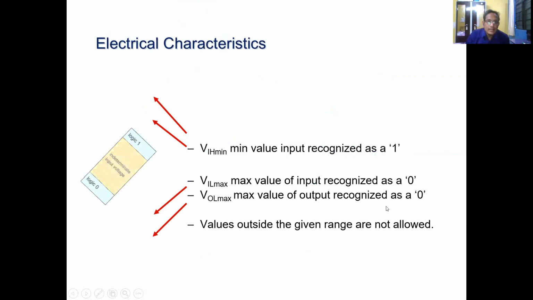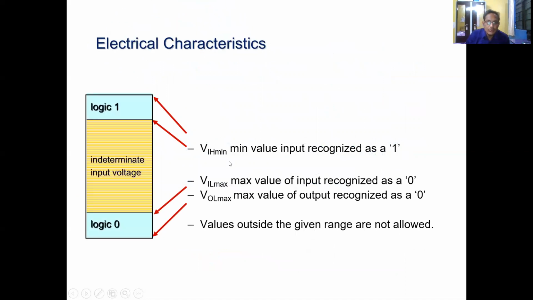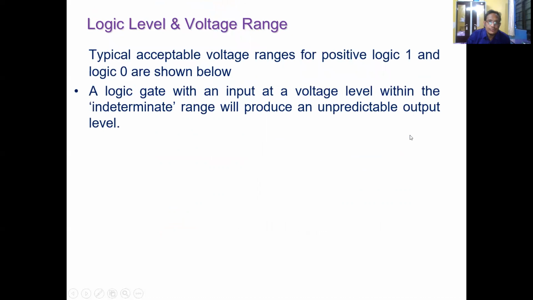Same thing, electrical characteristics, that is logic 1 and logic 0. VIH is the minimum value that should be recognized as logic 1. These are the 4 voltage parameters that we already defined in detail in the previous slide. Logic level and the voltage range: typical acceptable voltage ranges for a positive logic 1 and logic 0 are given for the particular circuits. A logic gate with an input at a voltage level within the indeterminate range will produce an unacceptable or unpredictable output level.